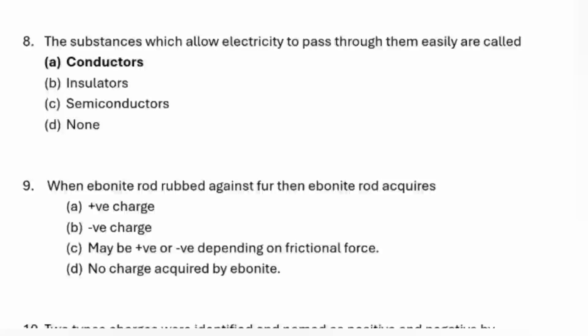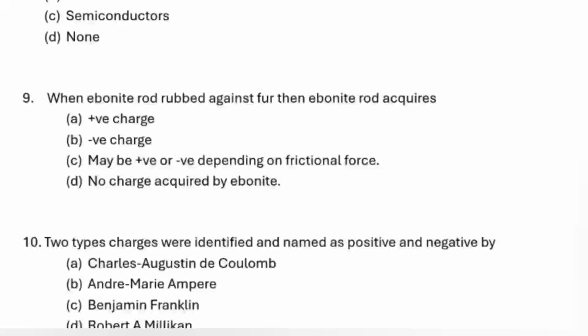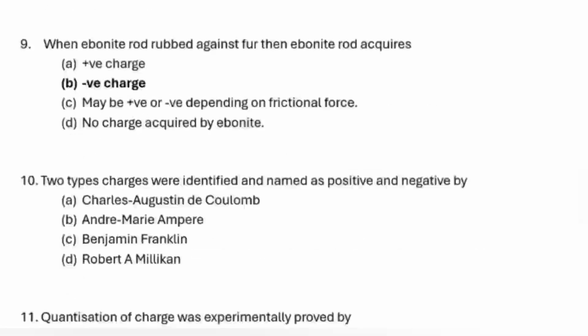Question number 9. When ebonite rod is rubbed against fur, then ebonite rod acquires option A positive charge, option B negative charge, option C may be positive or negative depending on frictional force, option D no charge acquired by ebonite. Here the correct answer is option B negative charge.